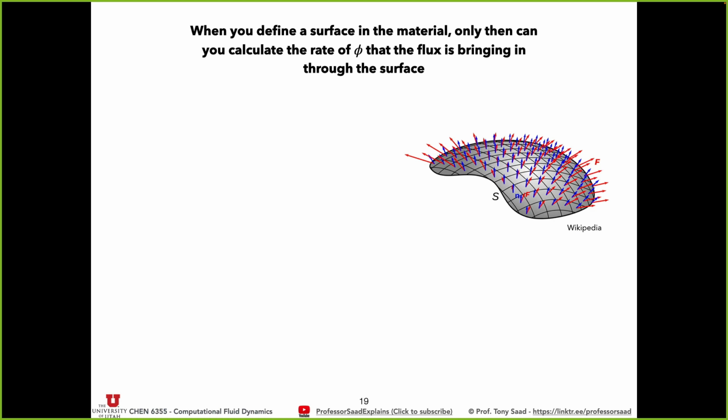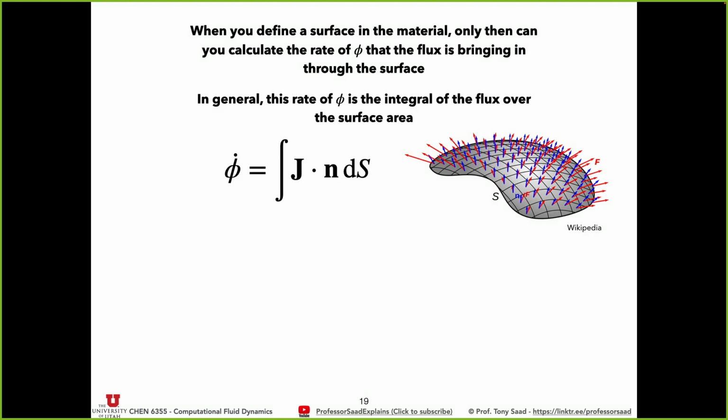And it has unit normals. If you don't know what that is, don't worry about it for now. The unit normal defines the normal orientation of the surface. So in general, to compute the rate of phi that is going through a surface, you need to take the integral of the flux with the unit normal of that area and integrate over the entire area.